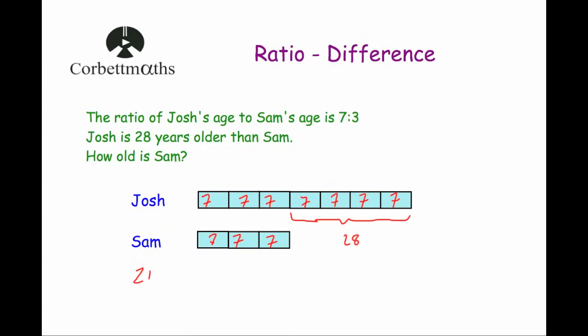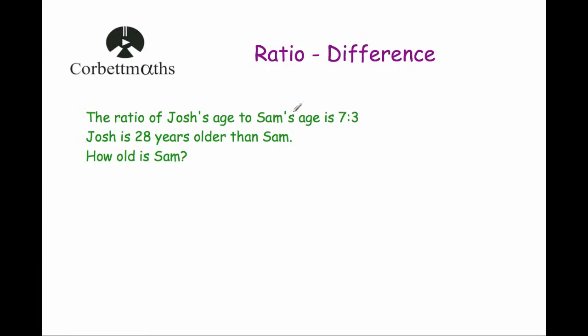Our last way of doing it is to look at the ratio. The question says Josh's age to Sam's age is 7 to 3, and Josh is 28 years older. So we know that the difference between them is 28 years. So if we take away the values in the ratio, 7 take away 3 is 4. We do 28 divided by 4, and that will tell us how many years are in one part, which is 7 years, and then just times both of the numbers in the ratio by 7.